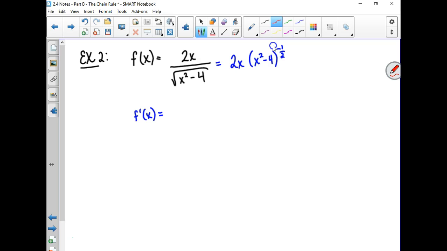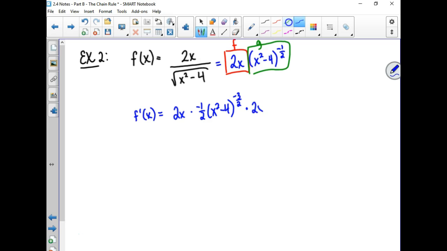So product rule, this 2x is my f. This x squared minus 4 to the negative 1/2 is my g. So I've got 2x times g prime. So here I have to use a chain rule. So I have negative 1/2 times x squared minus 4 to the, what do I get for my exponent here? Negative 3/2. Make sure you subtract there. Times the derivative of x squared minus 4, which is 2x.